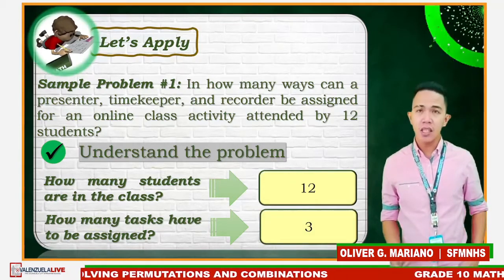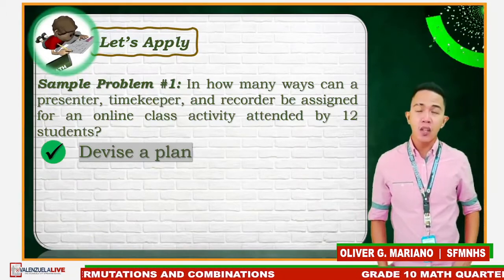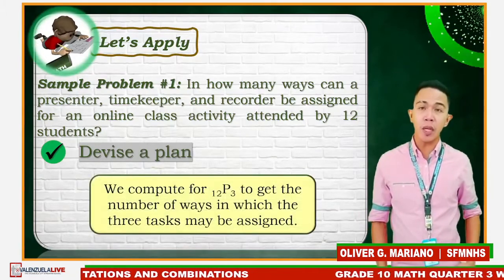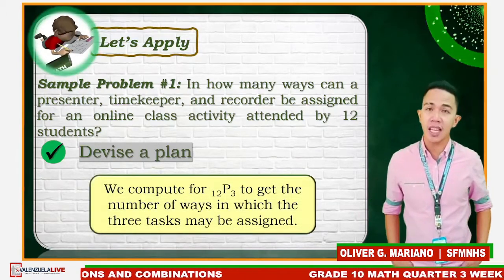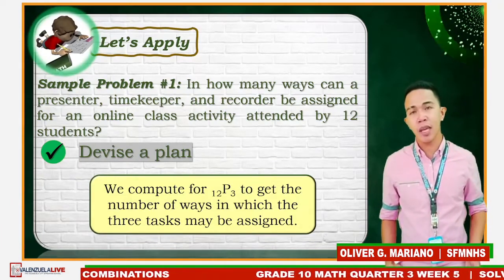Then, we devise a plan. Our plan is that we compute for the permutation of 12 taken 3 at a time to get the number of ways in which the 3 tasks may be assigned.